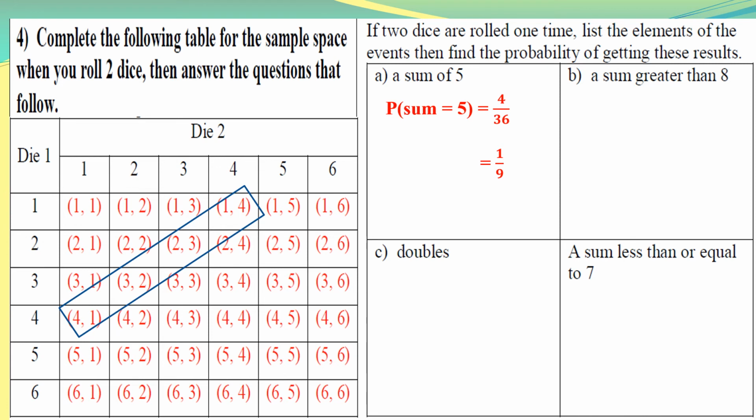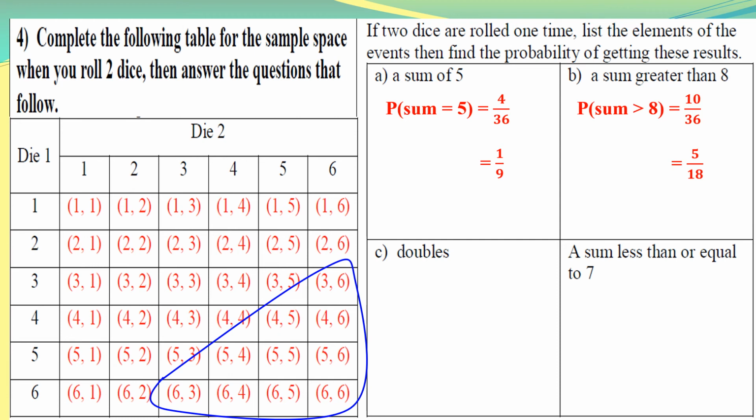Letter b, a sum greater than 8. A sum greater than 8 are the elements that are included in this group here. Greater than 8 starts with 9 until 12. So there are 10 elements that belong to this category. So we have 10 out of the total of 36, which is 5/18.